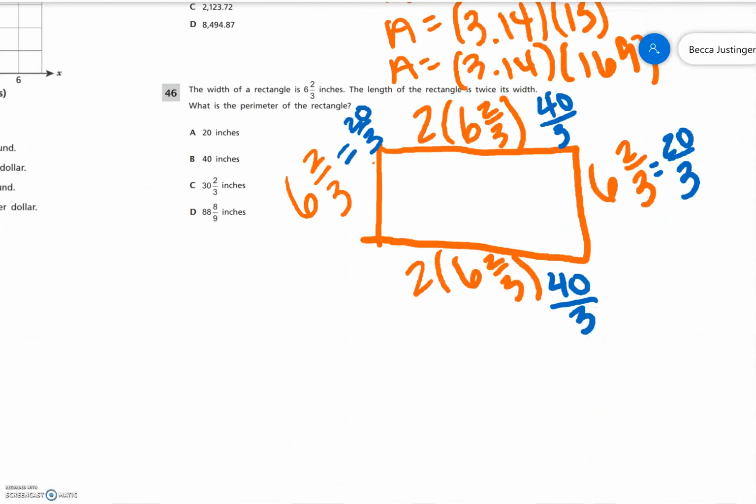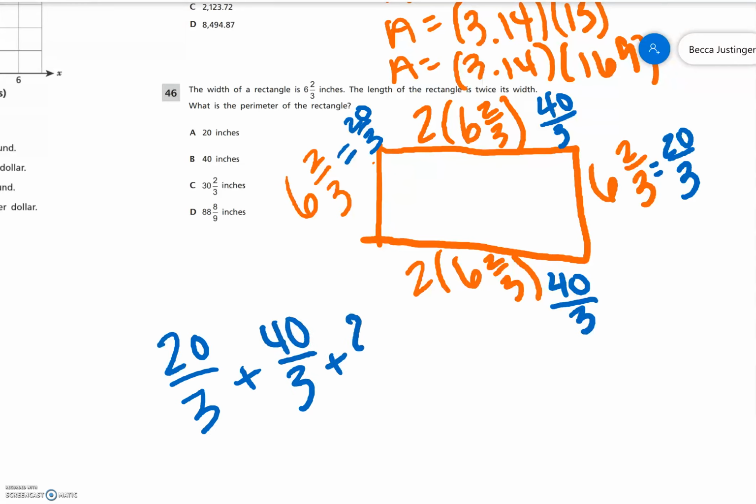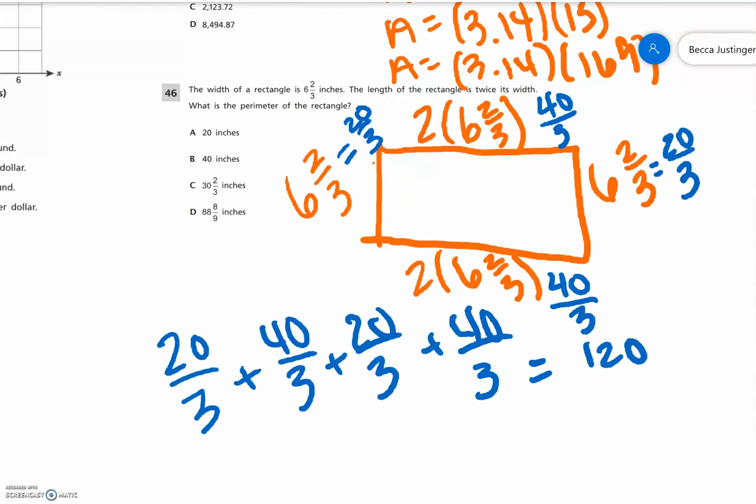So adding them all together, 20 over 3 plus 40 over 3 plus 20 over 3 plus 40 over 3 is equal to 120 over 3, which is 40 inches.